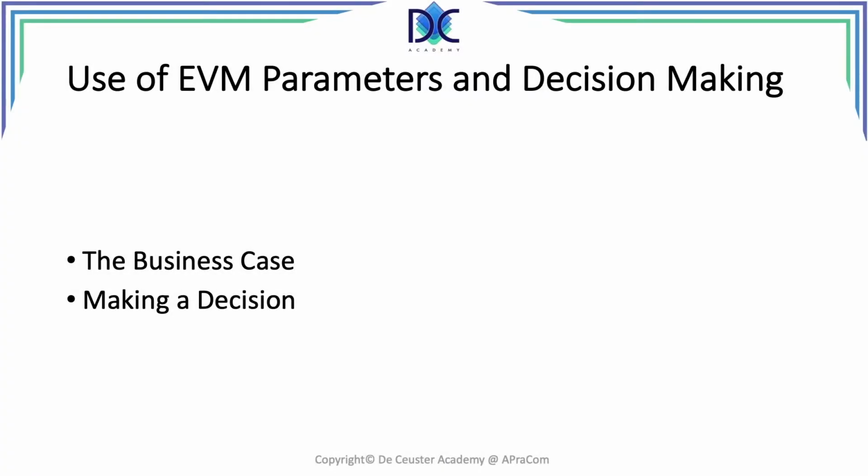In this session, we will have a look at how we can use those earned value management parameters and make decisions about the project. The elements that we have to look at are the elements that we gathered in the business case, which was the reason to create a project. And then the next step is to make a decision.